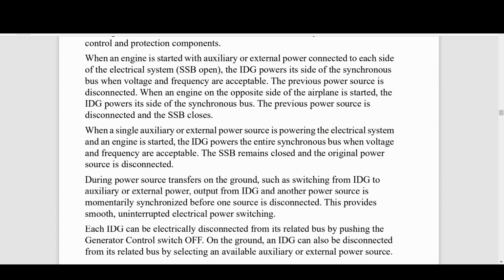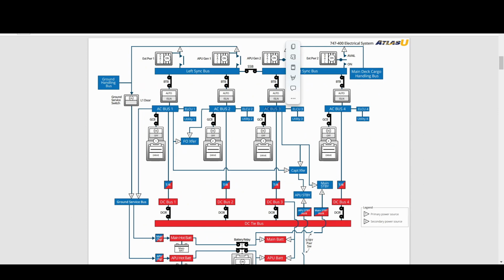Which bus powers the captain's transfer bus and the main standby bus? AC bus 3. AC bus 1 is the backup power source for the captain transfer bus. Which bus powers the first officer's transfer bus? AC bus 2, AC bus 1, backup power supply.